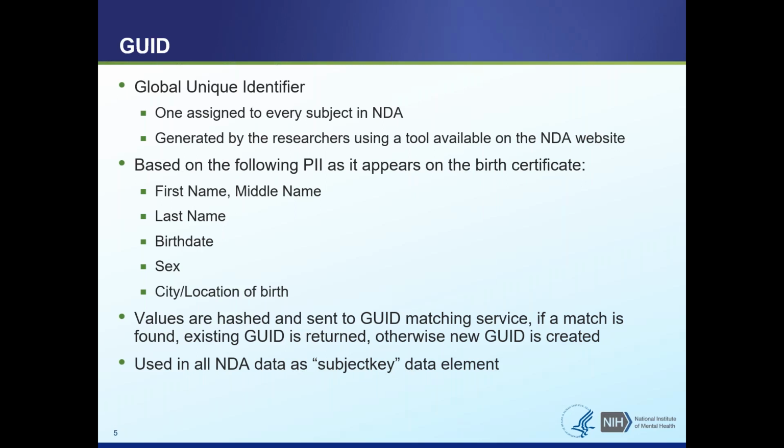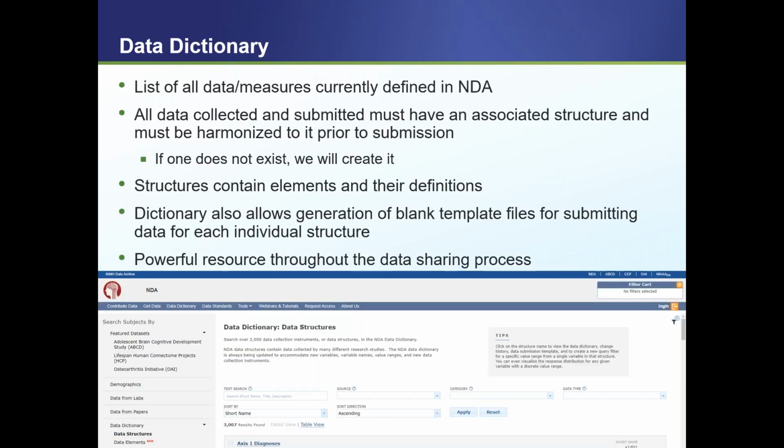It is going to be present in all NDA data as you go to prepare this for submission and harmonize it and upload it. Every file you upload, every data record uploaded to NDA will have this GUID in it as the subject key. It's the primary key for this individual. There's a specific data element for it called subject key. We'll see an example of that in the data dictionary a little bit later.